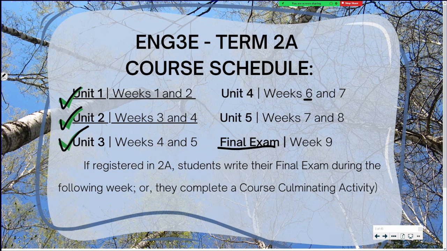So if you're registered in a term, you have the 9 weeks of courses, and then the week after, students will write their final exam during the following week, or they'll complete a course culminating activity.